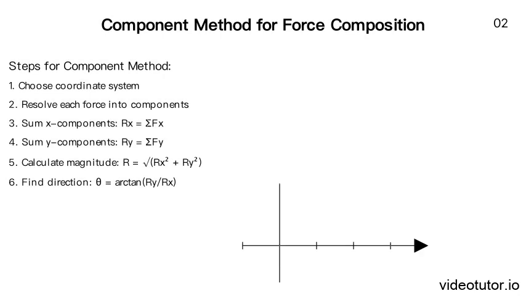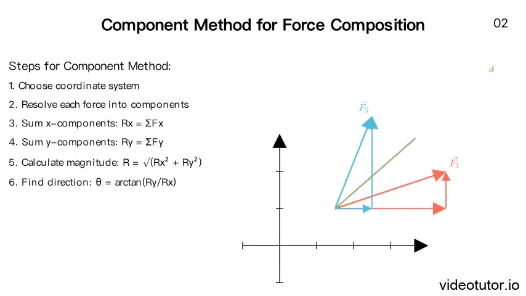The component method is the most systematic approach for force composition. First, we choose a coordinate system. Then, we resolve each force into x and y components using trigonometry. Next, we sum all x components and all y components separately. Finally, we calculate the magnitude and direction of the resultant force using the Pythagorean theorem and arctangent function.